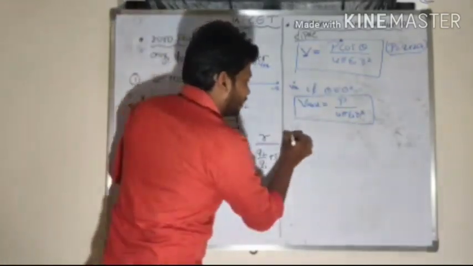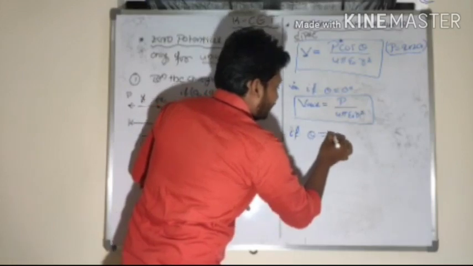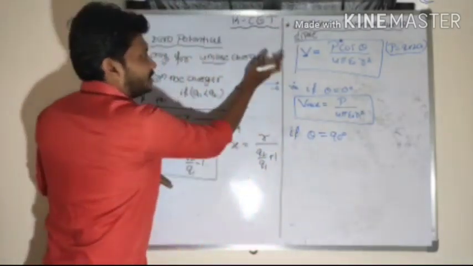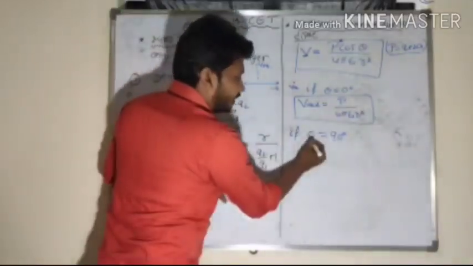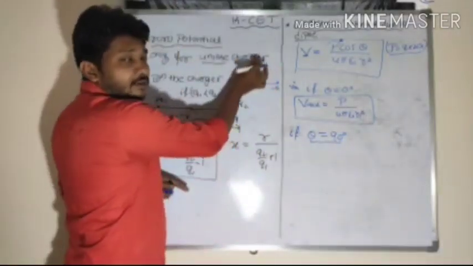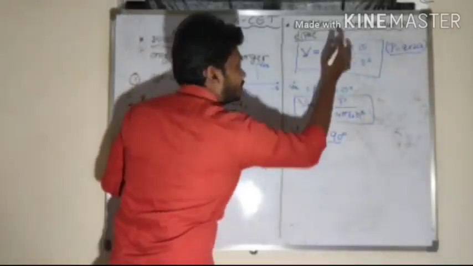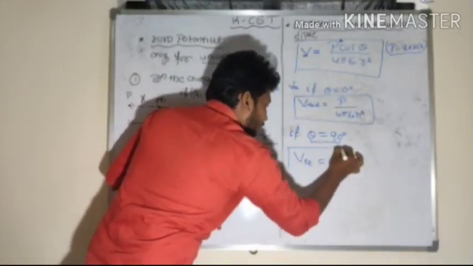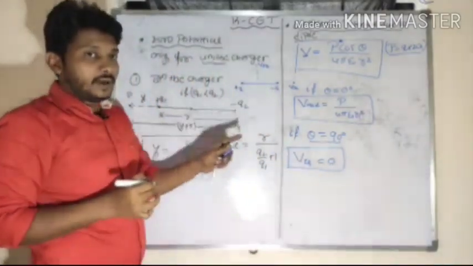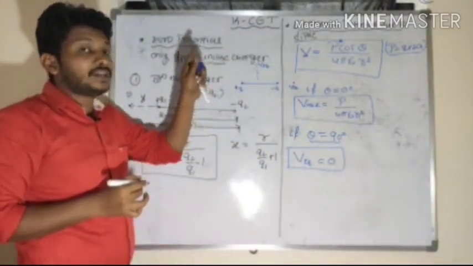If the point is on the equatorial line, what should be the angle I need to consider here? The angle is 90 degrees. If theta is equal to 90 degrees, or the point of observation is at the equatorial line, cos 90 is what? Cos 90 is 0. Then what about the potential at the equatorial point? So at the equatorial point potential is 0.